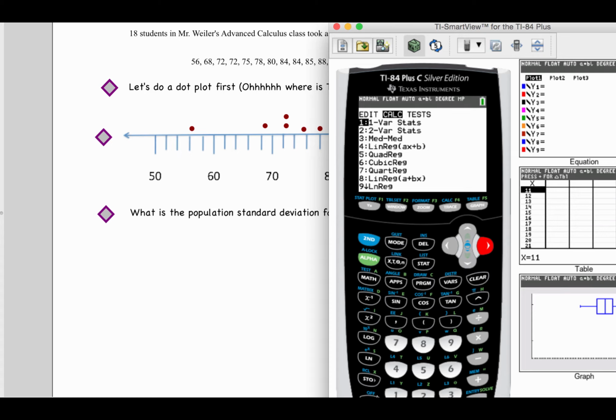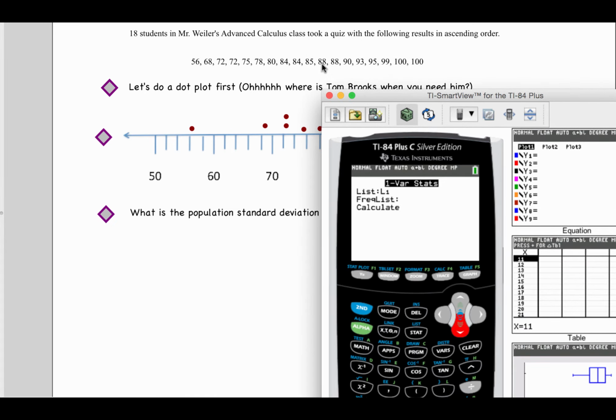So now I'm going to press Enter, and it's going to ask me, where'd you put your list? I'm going to tell it List 1. We don't have a frequency list. That would be if we entered two lists. One list telling me what the data is, and the second list telling me how many of those scores. So for example, up here, you see how there's two 88s? I could have done every number here once, and then in the second list said 1, 1, 2 for 72, 1, 1, 1, 1, 2 for 84, 1, 2 for 88, 1, 1, 1, 1, 2 for 100.